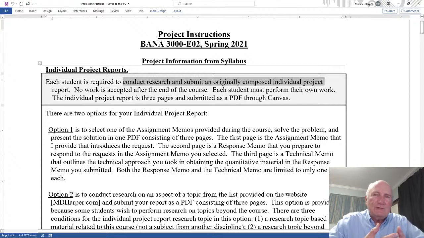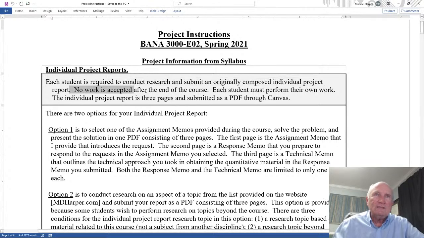Conduct research, you can certainly work with people, and I encourage collaboration. You can work in groups, you can start working on these things together, and that's fine. But submit an originally composed individual project report. These reports must be individualized. In other words, you don't write them together. You can work together, but you write them separately. Each person writes their own report.